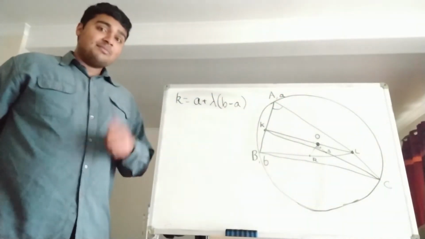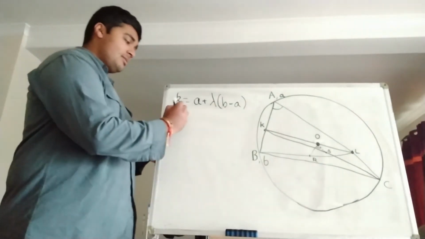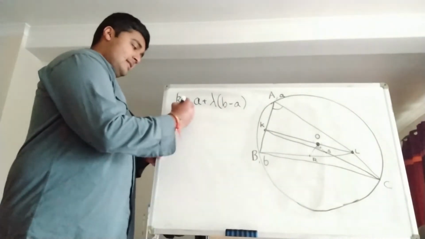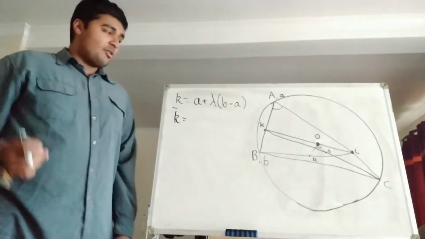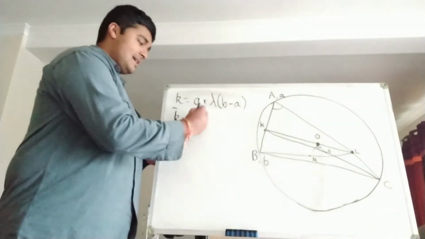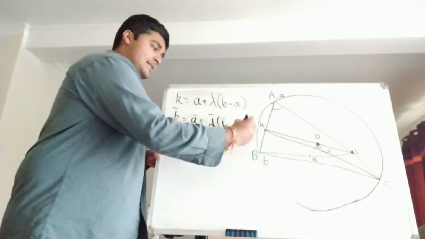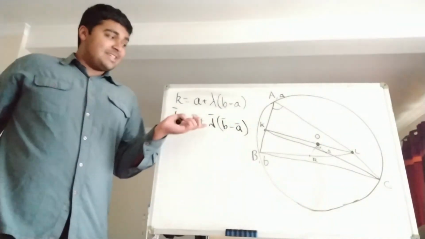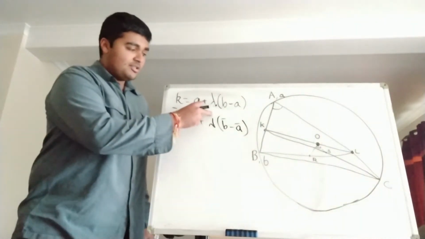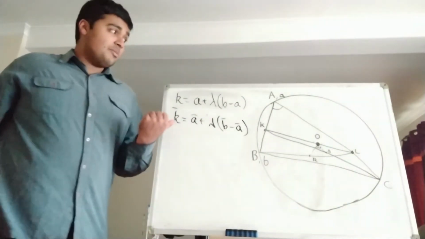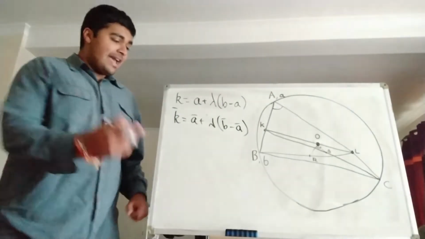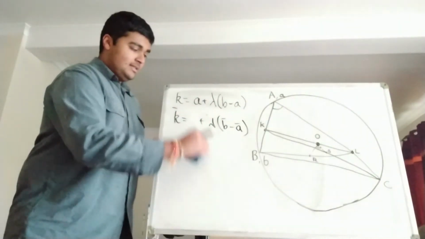The next thing we want to do is compute k bar, the complex conjugate of k. Just by the property of complex conjugation, we can distribute it like so. It's a bar plus lambda bar times (b bar minus a bar). Well, lambda, as I said, is a real quantity, so lambda bar just equals lambda. And remember, because a is on the unit circle, a bar is just 1 over a.